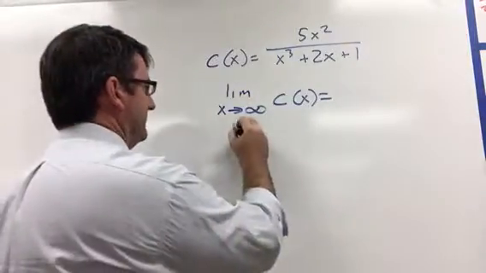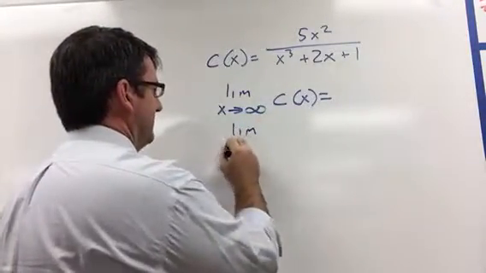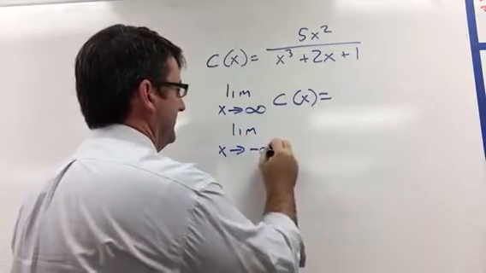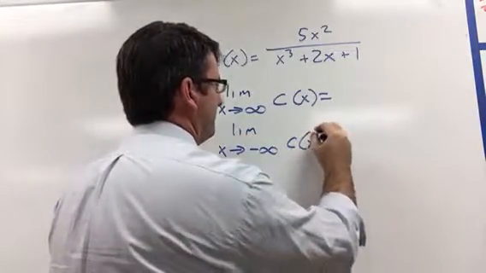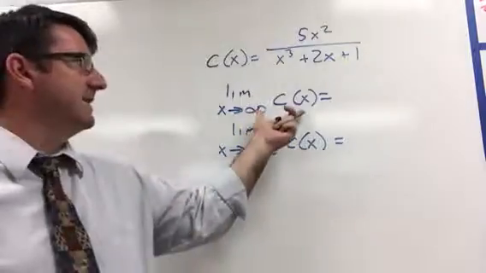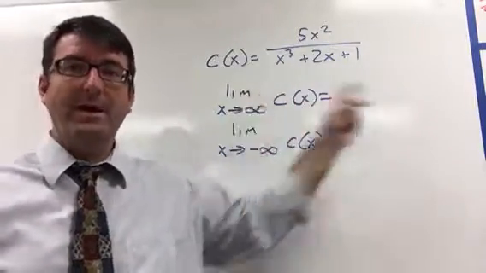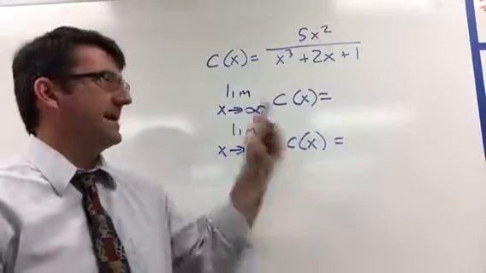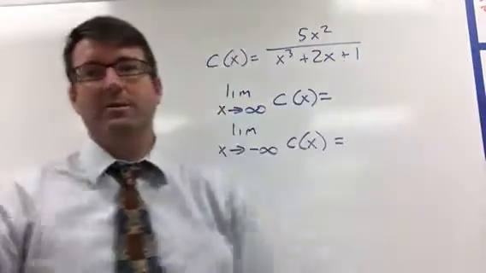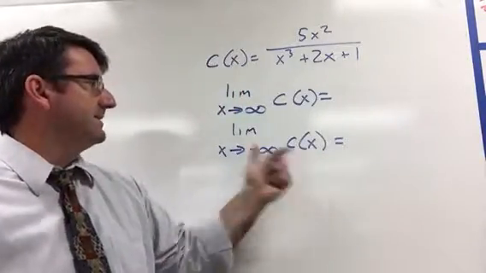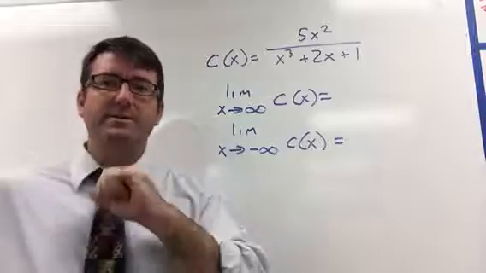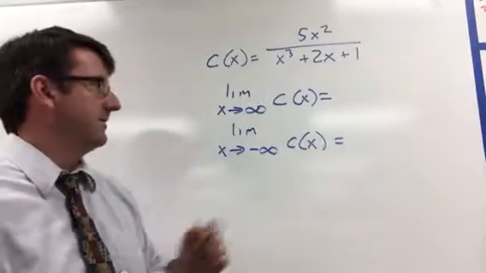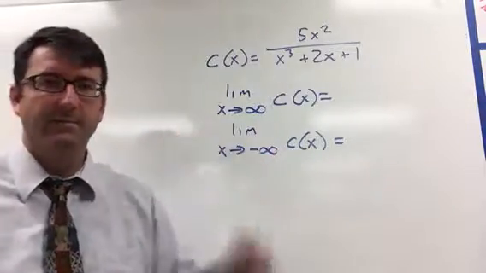So let's put that on here too. The limit as x approaches negative infinity. So that's going to give us our right end behavior, what's happening as x goes to the right. And this is going to give us our left end behavior, what happens when x is going to the left, when x is getting very negative.